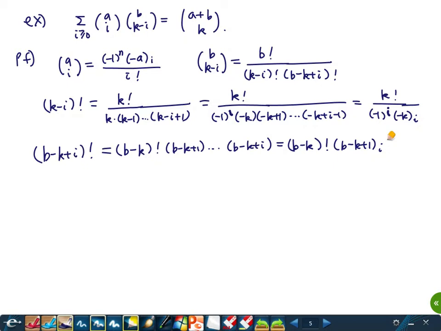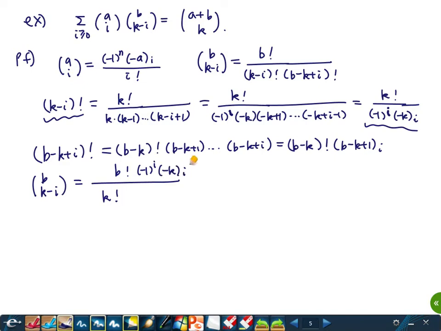So now everything is in good Pochhammer symbols. So finally, b choose k minus i equals, here b factorial over this is equal to this. So it's k factorial, I'm going to move this into the numerator, minus 1 raised to i, minus k sub i. Okay? Now this is equal to this. So b minus k factorial, this b minus k plus 1 sub i.